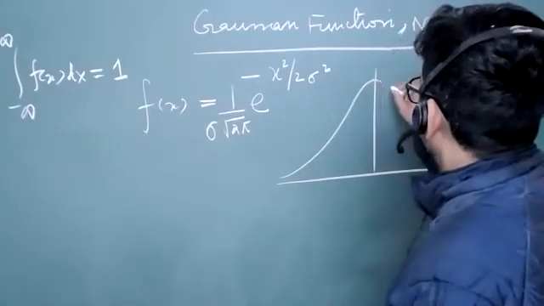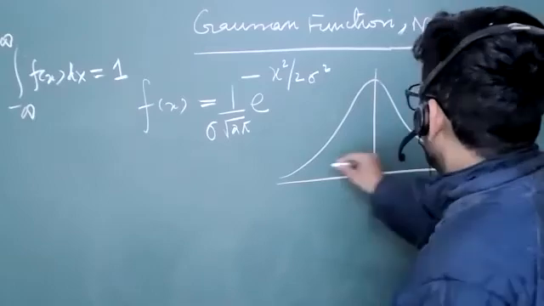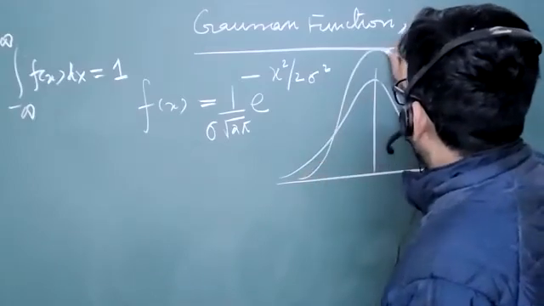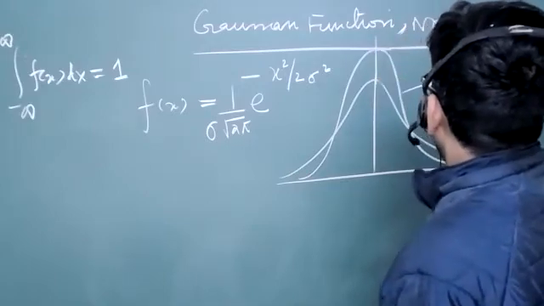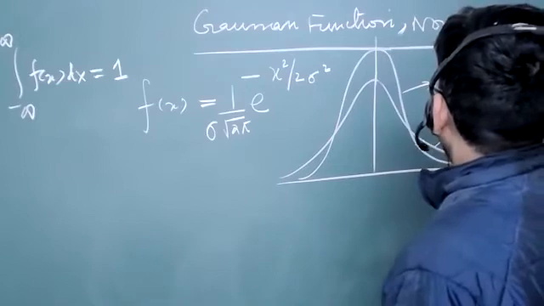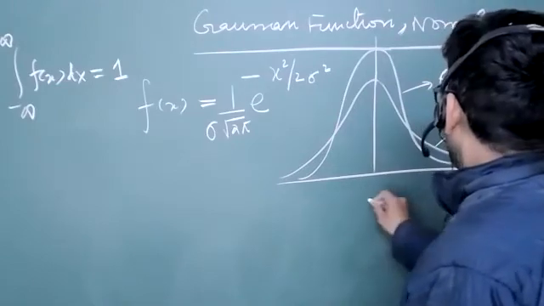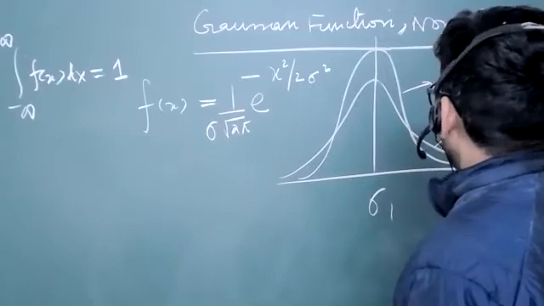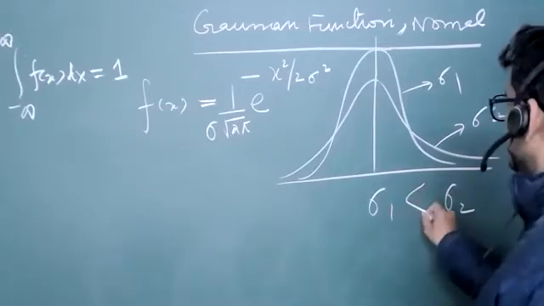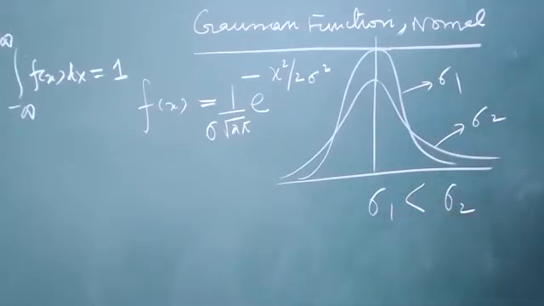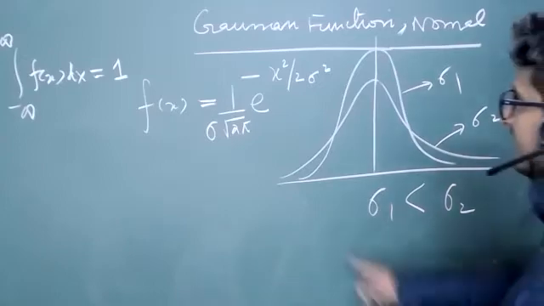Now you see this. I am plotting two graphs. This is sigma 1 and this is sigma 2. Now tell me the relation between sigma 1 and sigma 2. So sigma 2 is greater than sigma 1. Equal, sir? No, no, no. Sigma is sitting in the denominator.